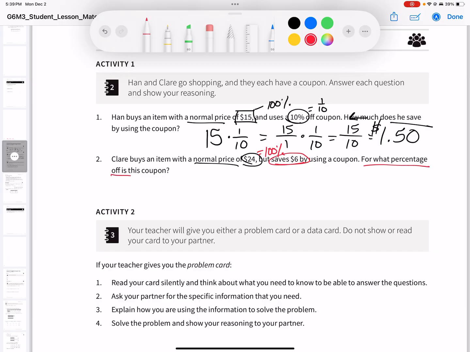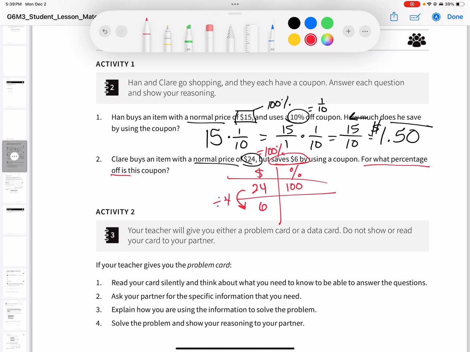Okay, so I'm going to set up a table because I love tables. So we have our money and we have our percentage. So we know $24 is 100%. We need to know what $6 is. Well, how do I get from 24 to 6? I divide by 4 because 6 times 4 is 24.